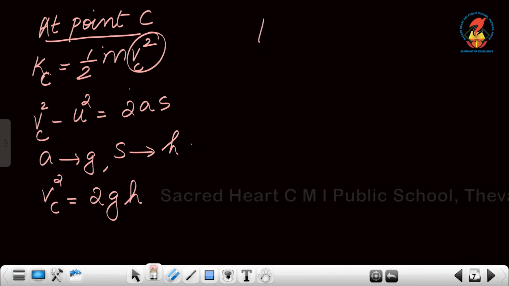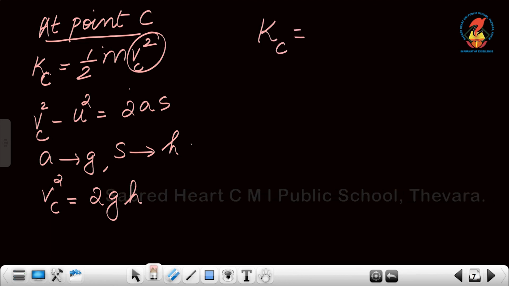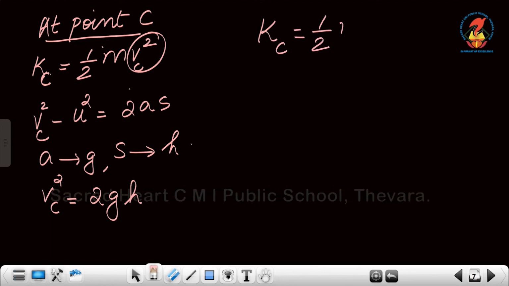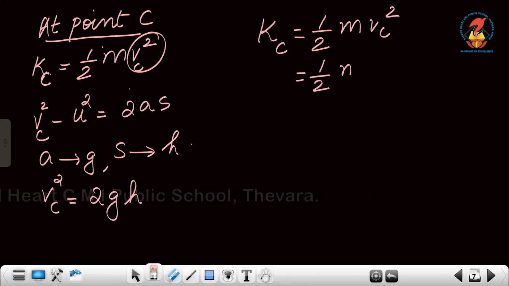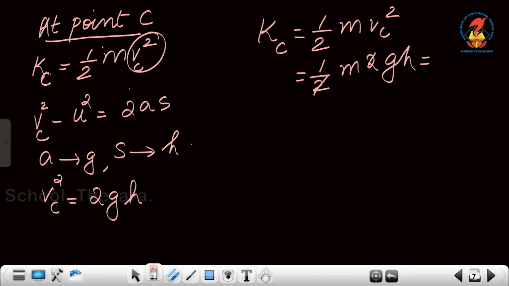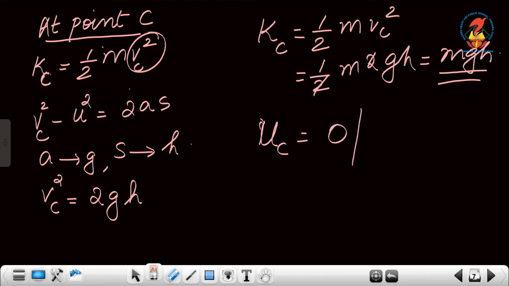Hence kinetic energy at point C is equal to half mvc square, which is equal to half m into 2gh, which is equal to mgh. So kinetic energy is mgh and potential energy is what? 0. Why? Because h is equal to 0 since the object is at ground level now. So total energy is mgh.